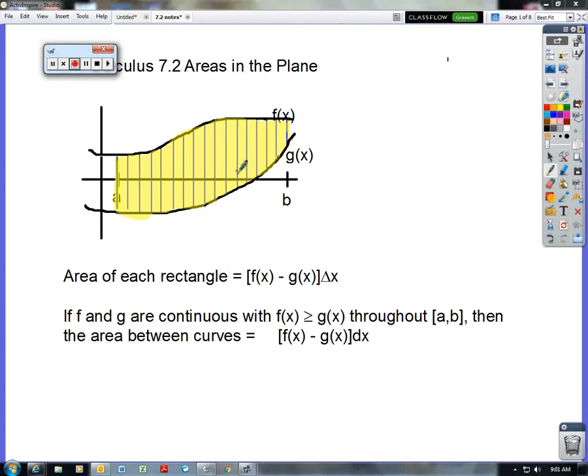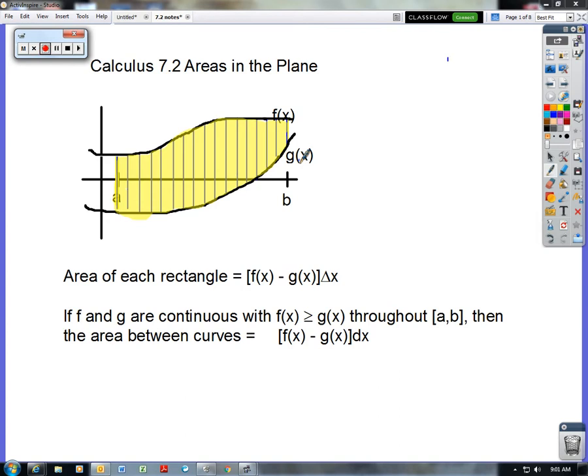Today we're going to look at area between two curves. So this is section 7.2. And we've talked about this before. We've done some of these problems before. And I think we might have come up with this result right here. If you're trying to find the area between two curves, f of x and g of x, then you would do the top function minus the bottom function, and you would integrate it.